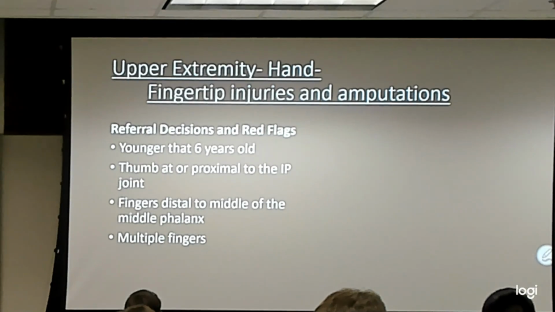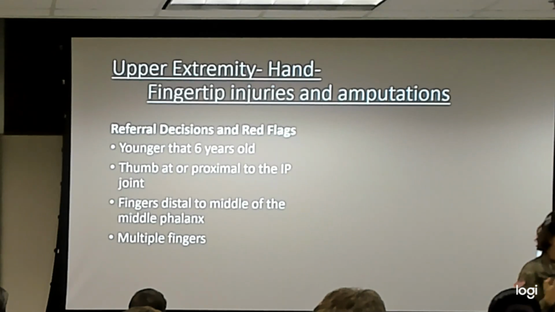Why does it say distal? Oh, distal to middle of the middle phalanx. Okay, so if it's in the middle phalanx, that's bad. If it's the distal phalanx, we don't care. Or if it's multiple fingers, get them over to ortho so we can start working.